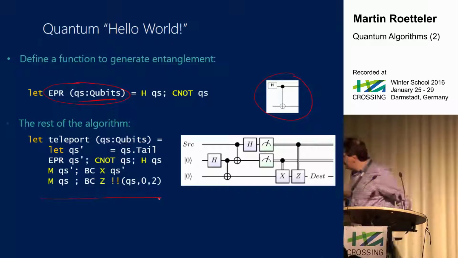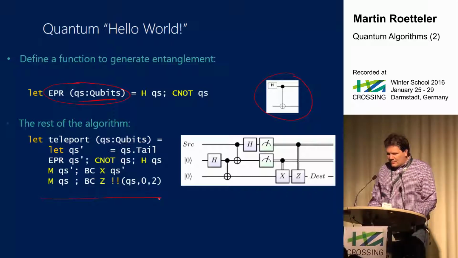Right? So that's the EPR piece. Then you do a CNOT, goes down here, and then the H. Then there's a measurement gate. And then you get classical information. You can do classical control of qubits using special commands.